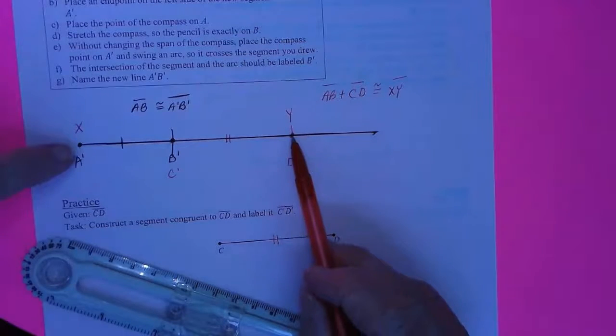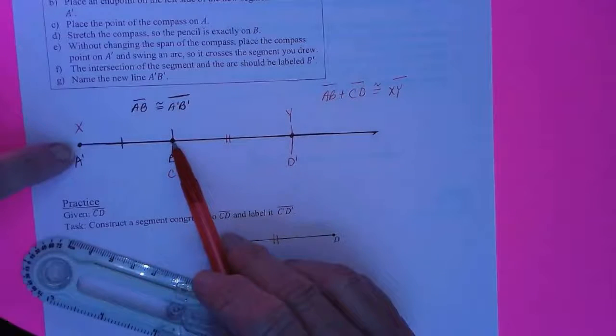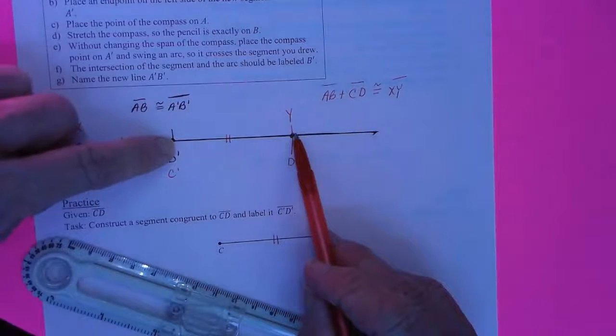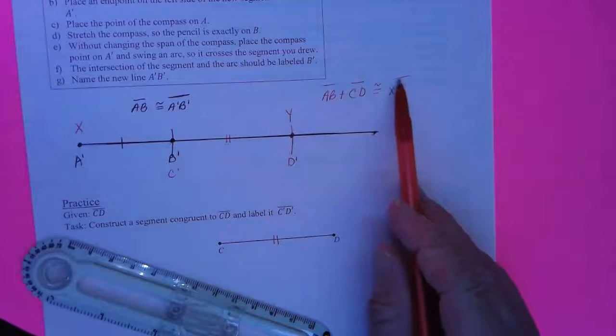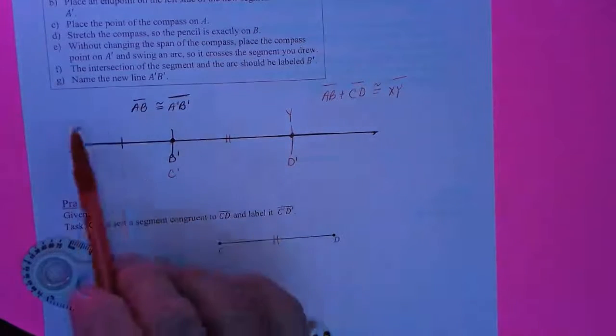Here's the completed larger segment from adding A prime B prime to C prime D prime. Here was the original AB. If I'd added it to the original CD, I would get this new longer segment XY.